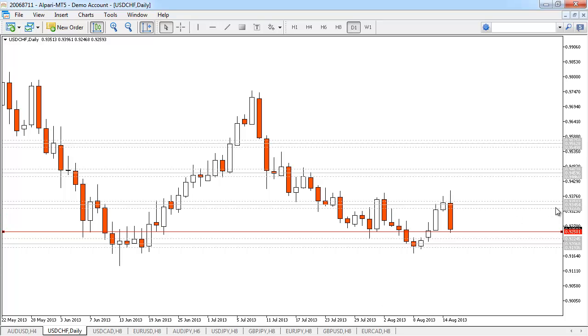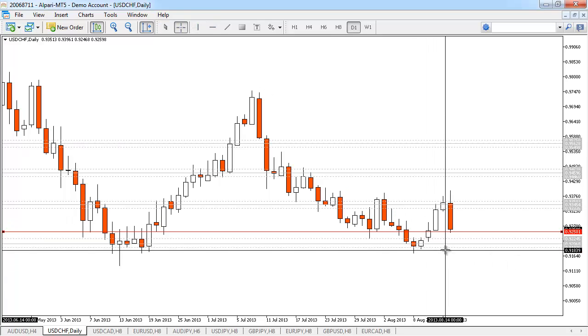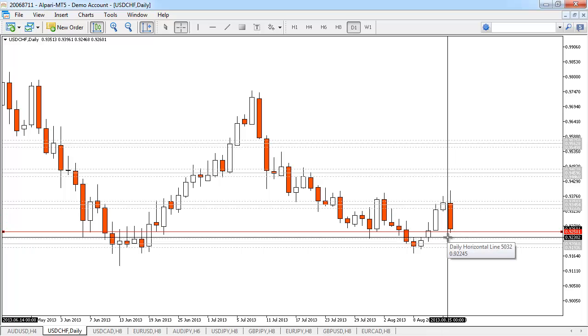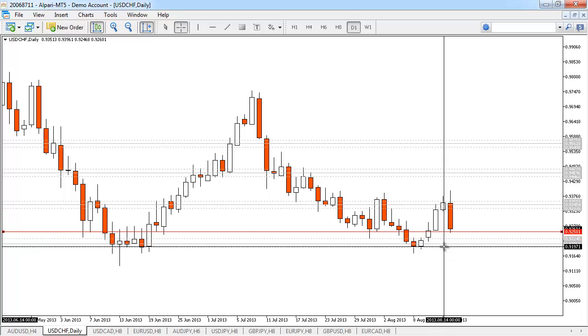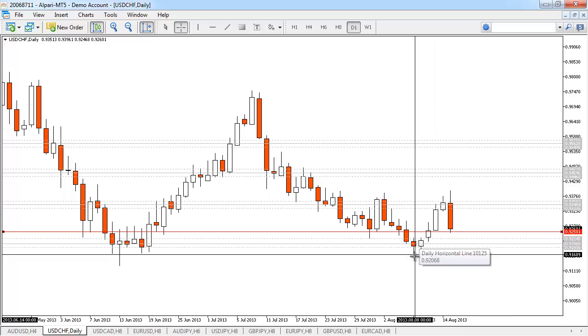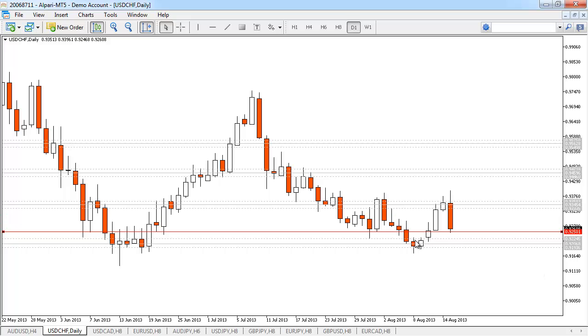There we go. So I would set this as my entry level in this case. This level here, I would set it as my entry level. But see, the problem with entering at this point here is it's way too far away from the open of the indecision candle, and it's way too far away from either of these indecision candles, because there's kind of two indecision candles here.